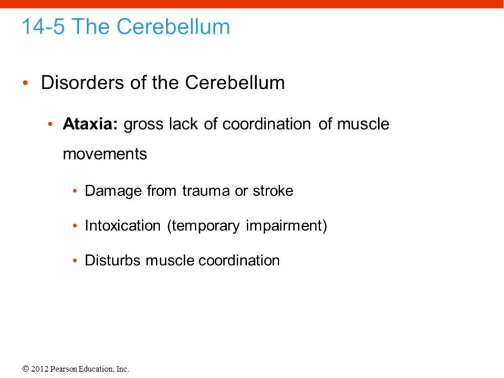All right. So sometimes it's effective to study what happens when an organ is dysfunctional to understand what it really does. And this is a great example of that. When you have a disorder of the cerebellum, when you have some issue with the cerebellum, you're going to see ataxia. Ataxia is a gross lack of coordination in muscle movement.